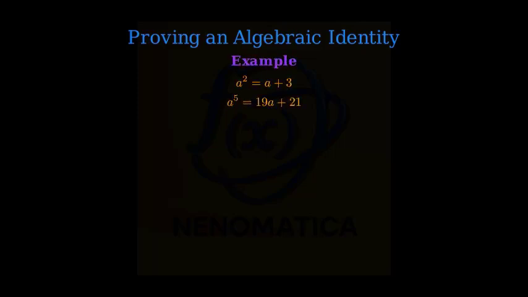Let's look at the problem we need to solve. We are given that a squared equals a plus 3, and we need to prove that a to the fifth power equals 19a plus 21. Let's start our proof step by step.